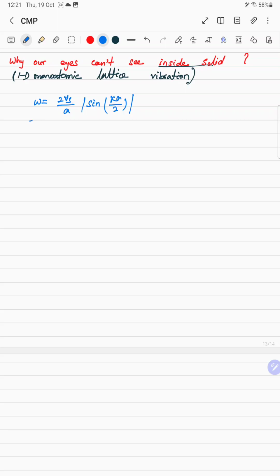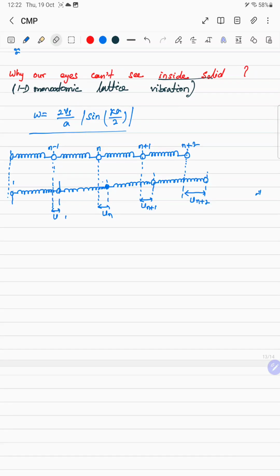How can I reach this equation? I'll tell in a very brief way. This is a monoatomic lattice chain, and this is the equilibrium state, where these are the atoms and the interatomic distance is a.